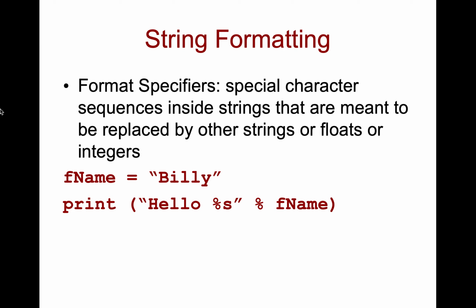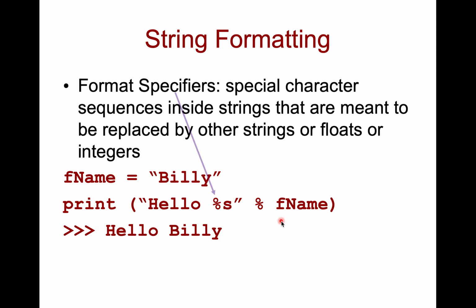And we can print out the value of fname inside a formatted string using what you're seeing on the screen right now. So we have hello %s, that's in a string with quotes around it, and then %, and then the name of a variable. Okay, that produces the output, hello Billy.